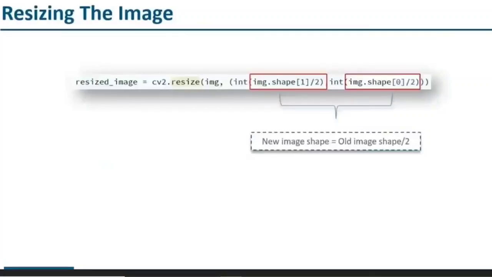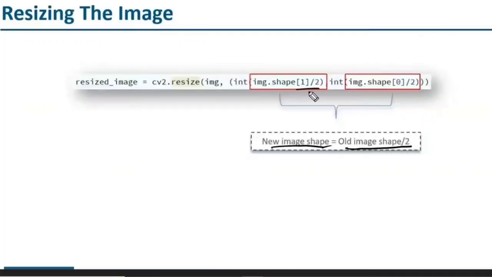img.shape of 0, img.shape of 1. So 0 means the height, that is 768, and 1 means the width, 1024. 1024 divided by 2 gives 512, and 768 divided by 2 gives 384. Is that clear? The new image shape is equal to the old image shape divided by 2; you are just multiplying with that.